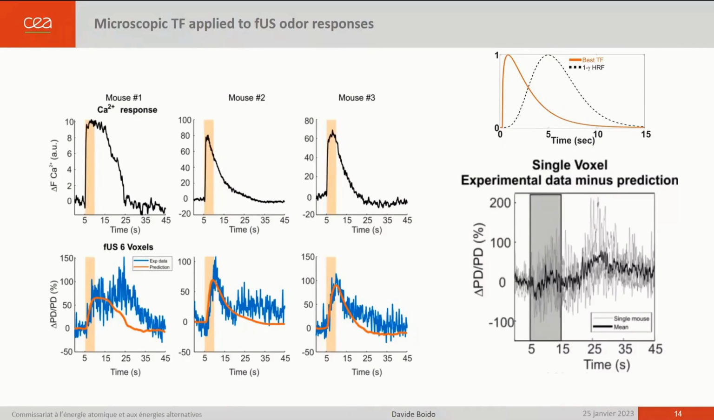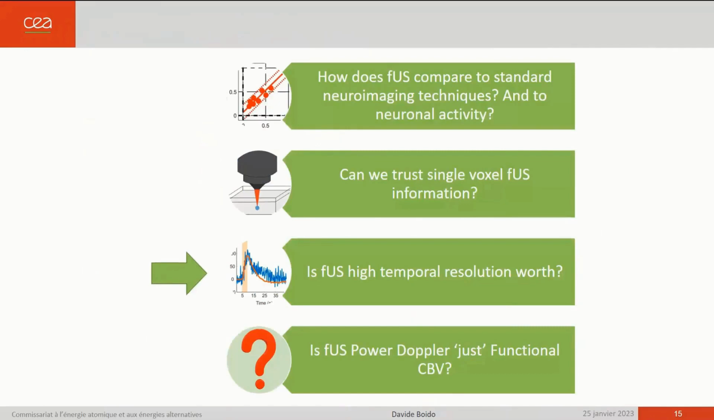So to resume, at least in our experimental conditions, the neurovascular coupling is very fast, and the speed allowed by functional ultrasound is not only adequate, but together with a well-calibrated transfer function, it might open the way to novel studies on neurovascular coupling. We reach now the last question of this webinar. What is functional ultrasound Doppler, power Doppler? Is it just functional cerebral blood volume?